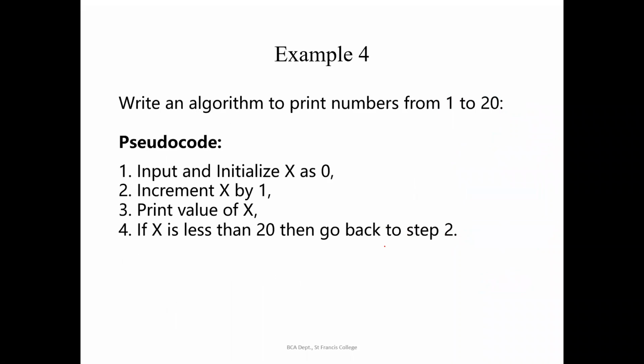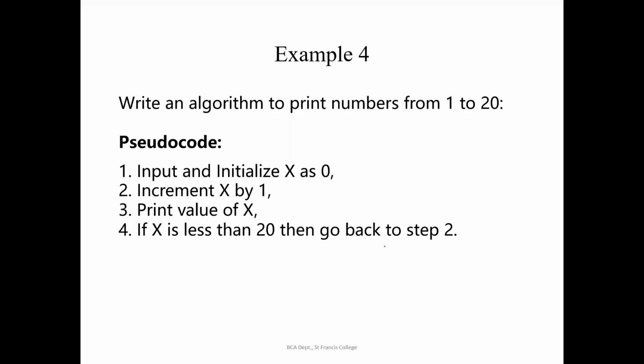Now the next program is an algorithm to print numbers from 1 to 20. Again, we have to get an input or initialize x as 0. Just initialization is also enough. x is equal to 0, and increment x by 1. You can either start with an input box or just a process box after the start. You can do it accordingly.